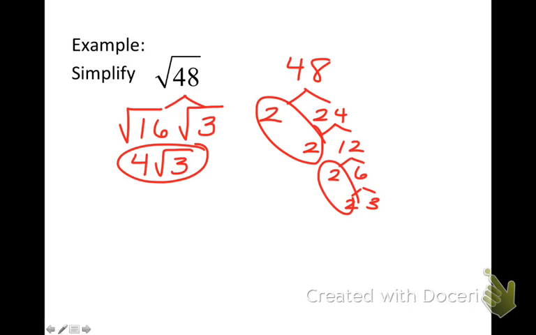Is it okay if I just do everything under the radical and not make the branches there? Yeah, that's fine. As long as you get there, that's all I care about.